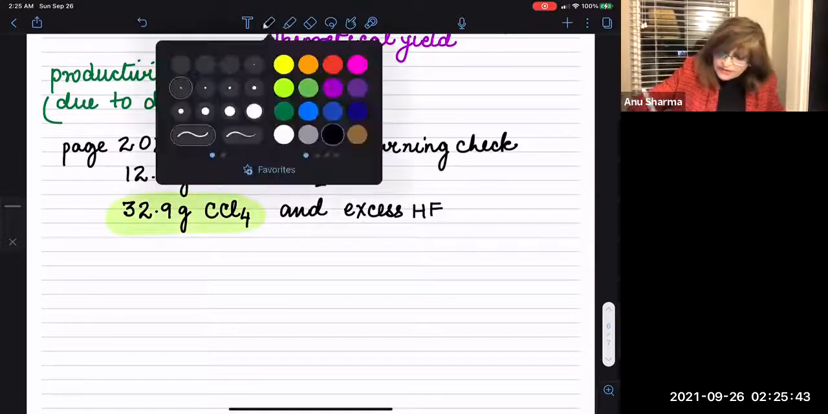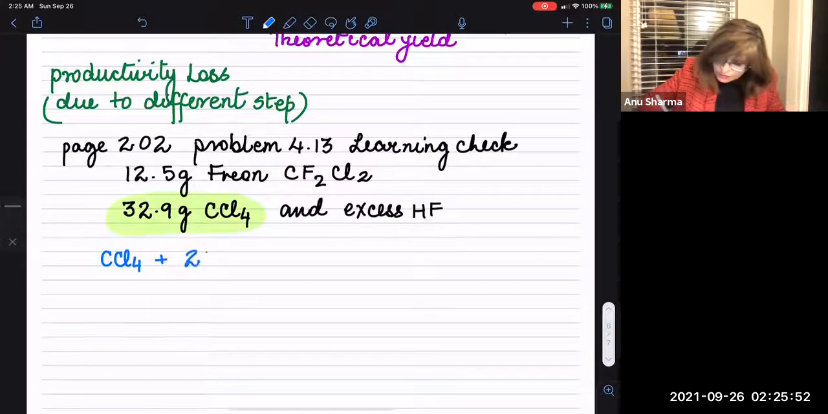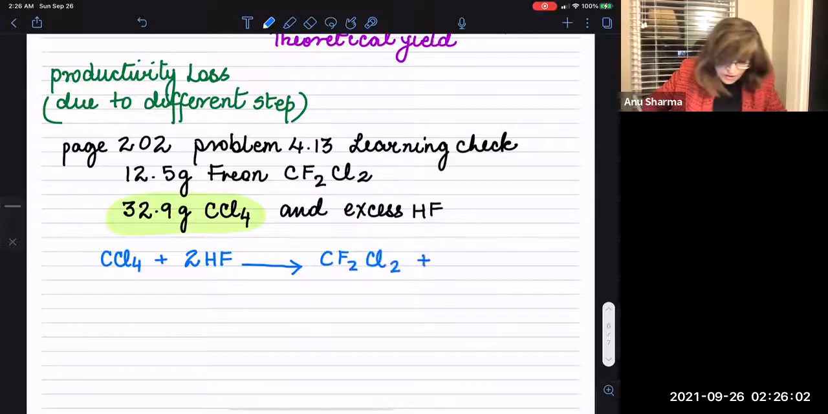So what is the reaction? The reaction is carbon tetrachloride. Okay, carbon tetrachloride is reacting with 2 moles of hydrogen fluoride, and this gives you CF2Cl2 and 2 moles of HCl.